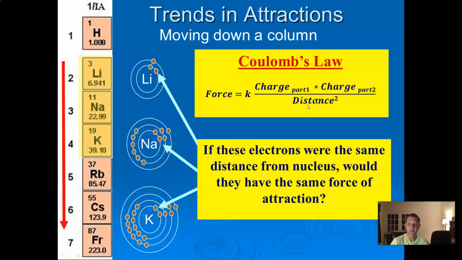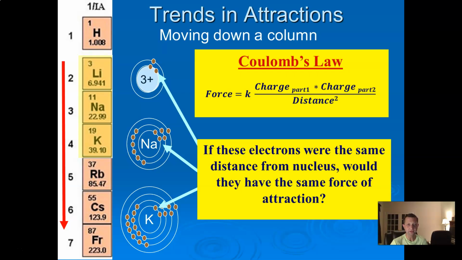Well, let's take a look at our Coulomb's law here. The distance we're saying is the same. They're all in level 1, so let's say it's 1 squared. So the denominator here is the same for all three of these. Does that mean you're going to have the same attractive force? Well, no, not necessarily, because look at the top. We have to focus on the charge of part 1, which is the nucleus, and the charge of part 2, which are the electrons you're dealing with. We're dealing with 2 electrons for all of these, those 1s2 electrons. So what's different? It's going to be the charge of part 1, the charge of our nucleus.